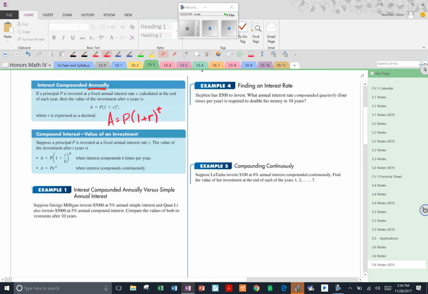However, if we compound n, or in this case, k times per year, our formula becomes a little bit different. We divide the rate by k and we multiply the number of years by k, so that it's compounding not just by the number of years, but however many times we're doing it per year as well. In the past, we've had an n here in that formula. It's the same idea. And then we have our compound continuously formula, A equals P e to the rt.